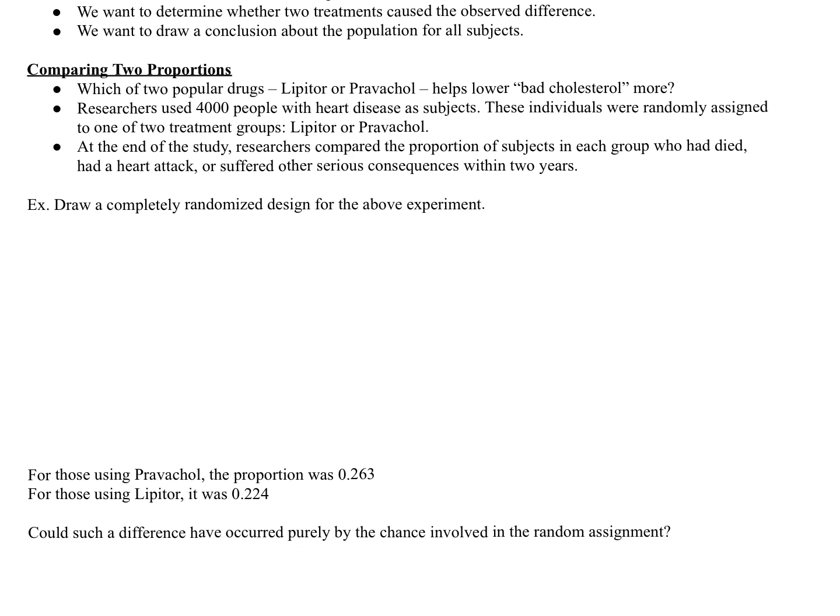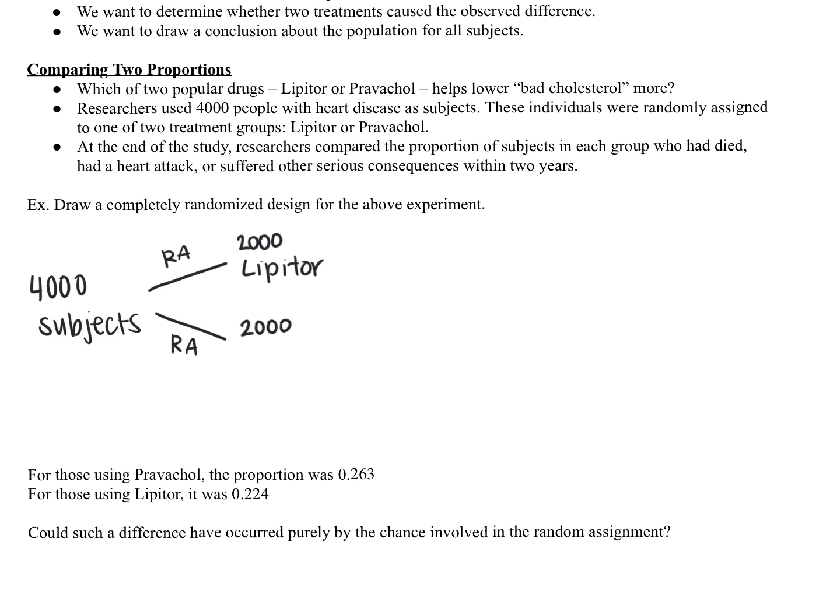Let's go ahead and start by drawing a randomized design for the experiment. We start off with our 4,000 subjects, which are going to get randomly assigned to our two drugs. That means 2,000 were assigned Lipitor and 2,000 were assigned Pravachol. And then we're going to compare results.